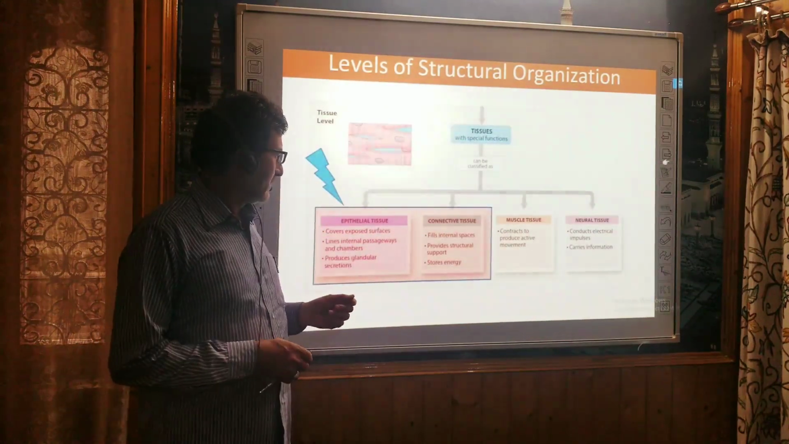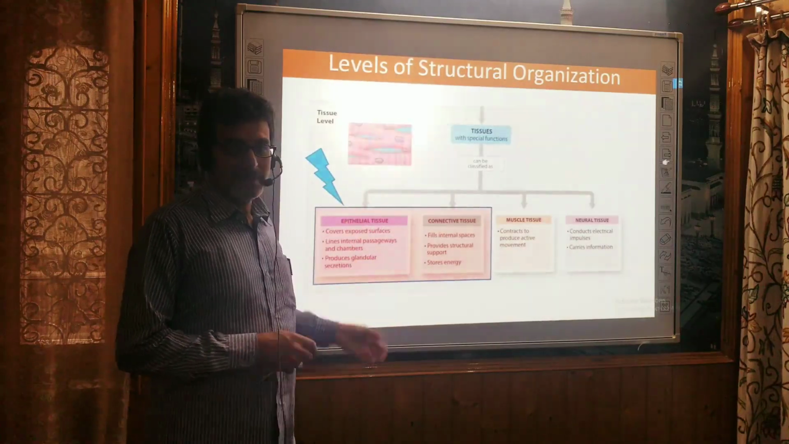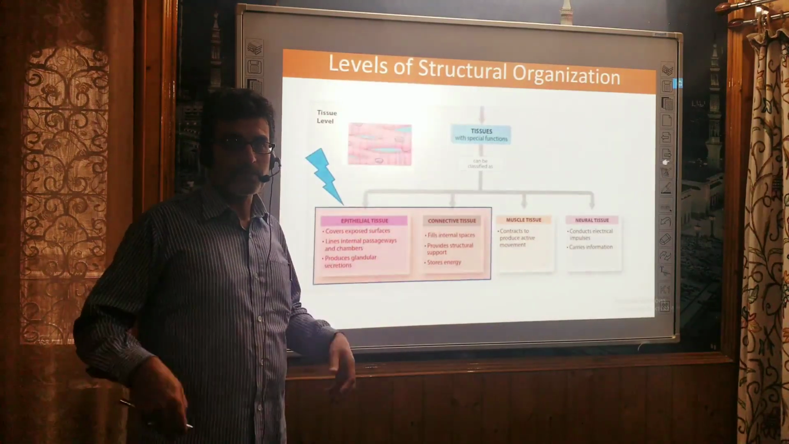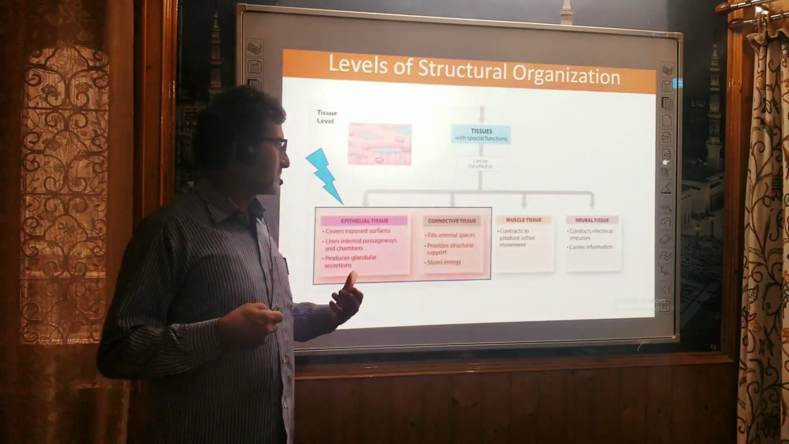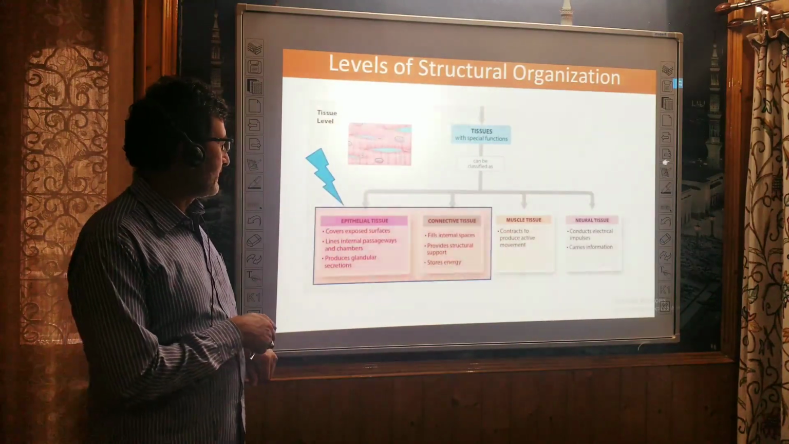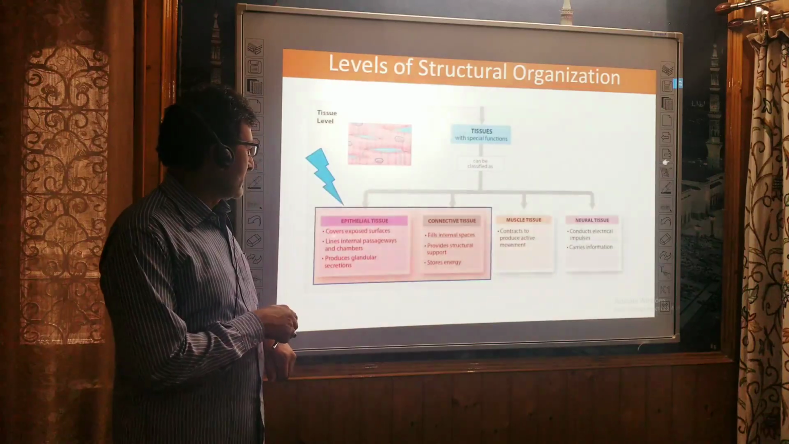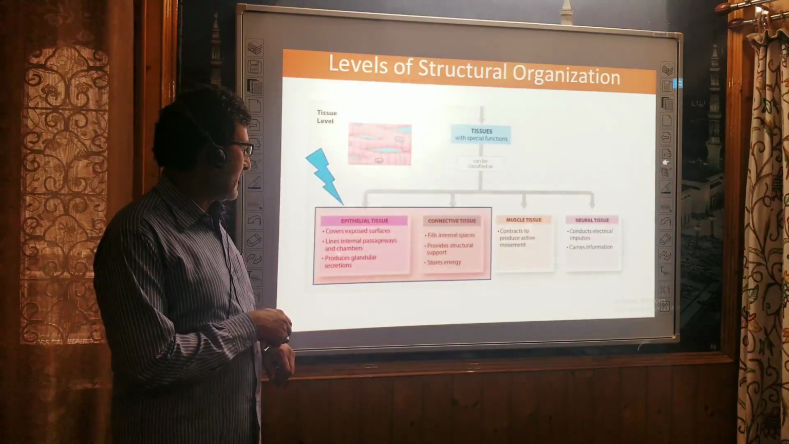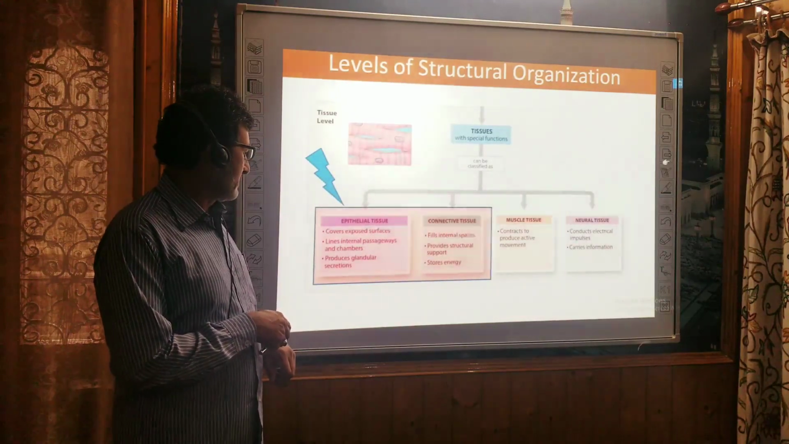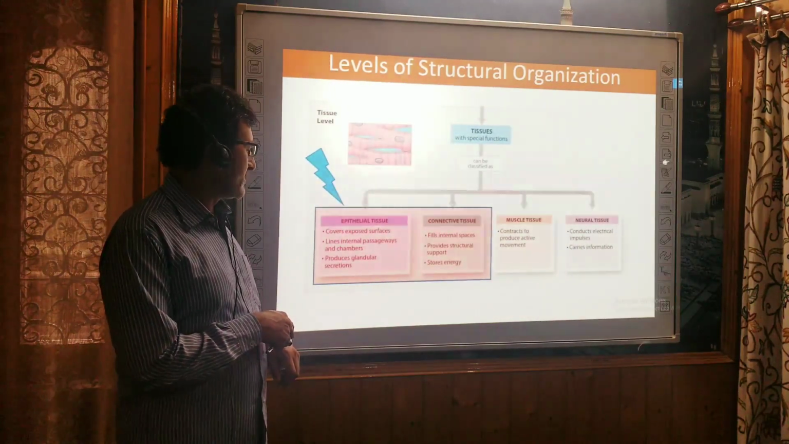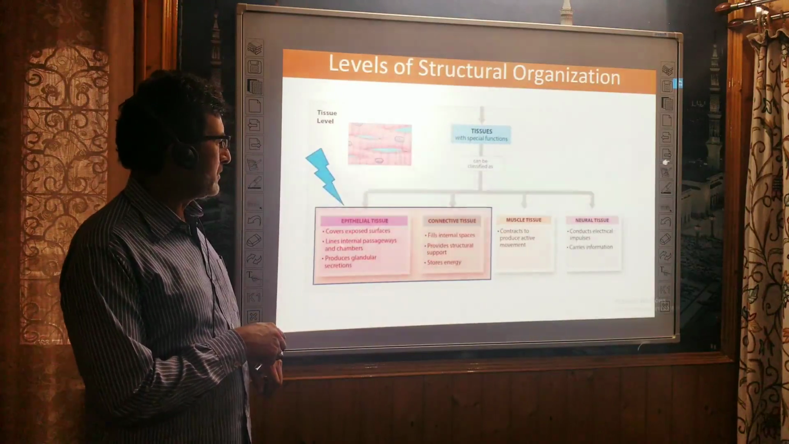Let me explain in brief here. Epithelial tissue means surface tissue. First of all, let us see our body outside. It is composed of skin. Skin means surface tissue. It covers exposed surfaces, lines internal passageways and chambers, and produces glandular secretions. That is the function of epithelial tissue.